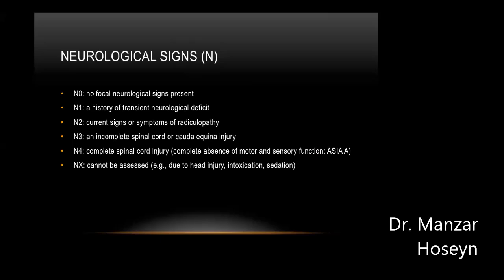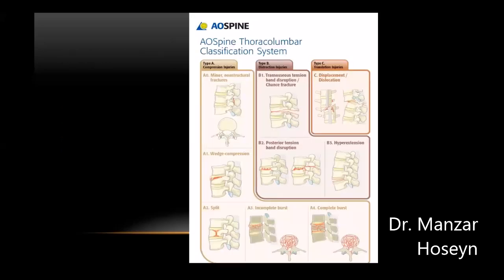Yes, sir. Okay, right. So the B fractures are the distraction. A fractures were the compression injuries, where the force is pressing the spine, and distraction injuries are where the force is pulling the spine. So distraction injury can be pure bony injury, which is a chance fracture, or it can be bony and ligamentous.